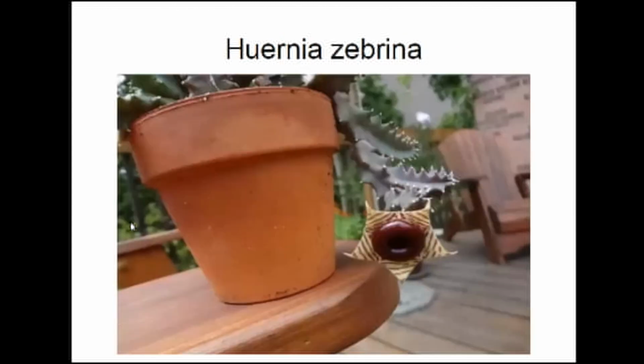And here is Huernia zebrina, which is sometimes called a lifesaver cactus, even though it doesn't have anything in common with a cactus, other than people sometimes calling all succulents cacti. And lifesaver because it has a ring here in the center. Very nice flower, not too big, but very attractive.